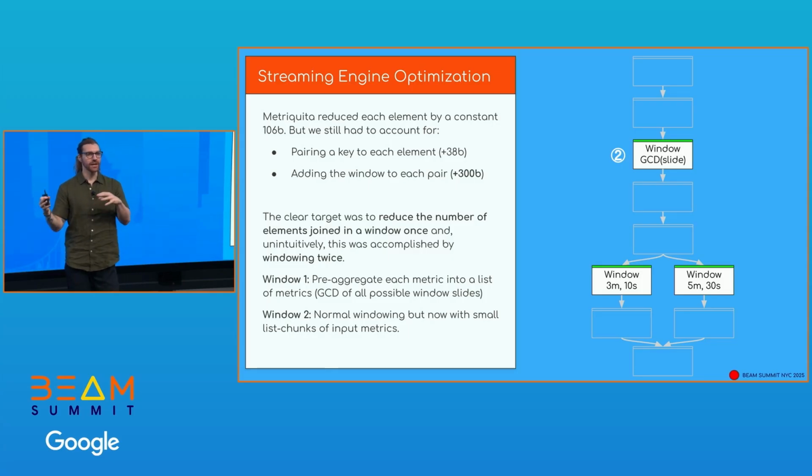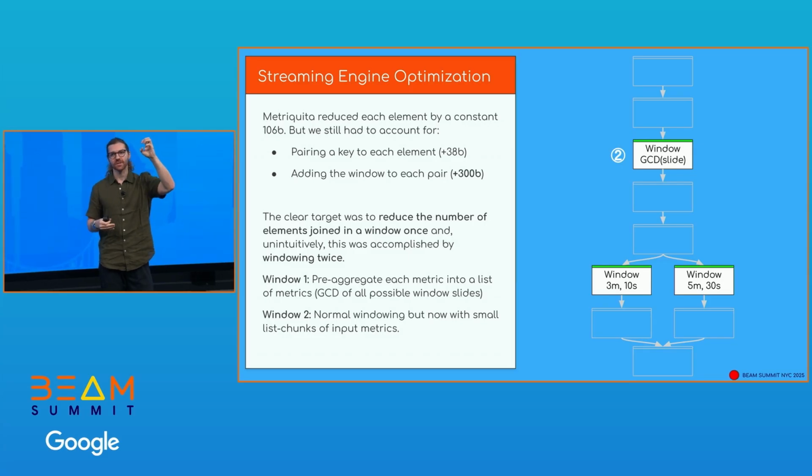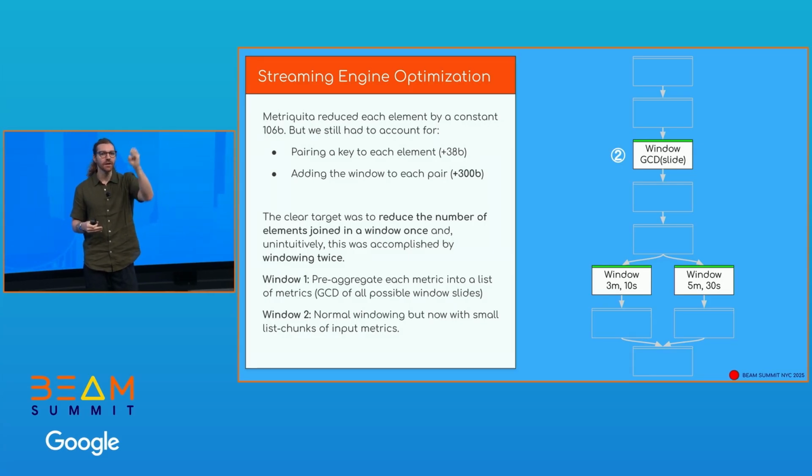So the first join is, you look at the greatest common denominator across all of the window slides, and you say, for us, that's 10 seconds. And so we say, okay, we're going to take all the input metrics and bundle them into little chunks of 10 seconds of metric. And then we'll window all of those together.